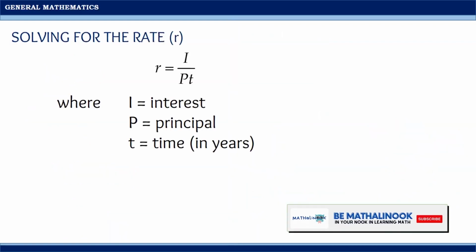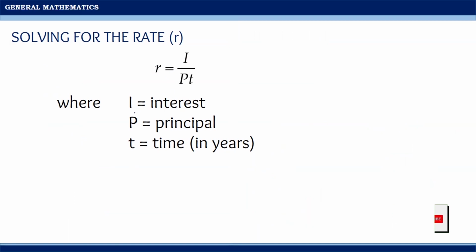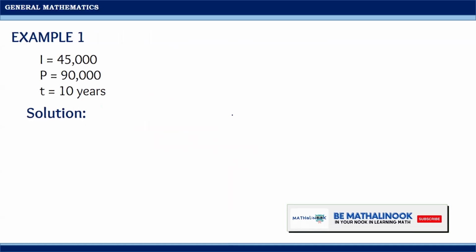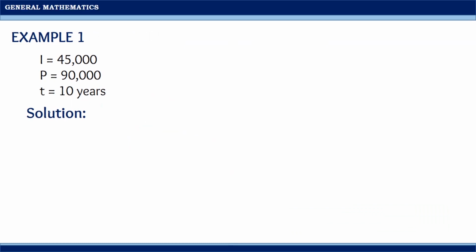This time, let us solve for the rate. To solve for the rate, R is equal to I divided by P times T, wherein I is equal to the interest, P is equal to the principal, and T is equal to time in years. Therefore, to solve for the value of R, we need the interest, the principal, and the time in years. Let us consider this example. Suppose that the interest is equal to 45,000, the principal is equal to 90,000, and the time is equal to 10 years. Let us solve for the value of R.